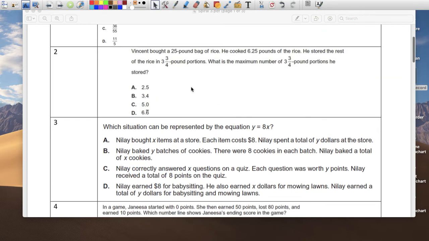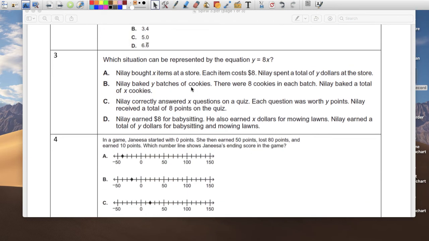Which situation can be represented by the equation y equals 8x? So let's see. Neela bought x items at a store. Each item costs $8. Neela spent a total of y dollars at the store. All right, okay, so that seems like a possibility. That makes sense. She baked y batches of cookies. There were 8 cookies in each batch. Neela baked a total of x cookies.